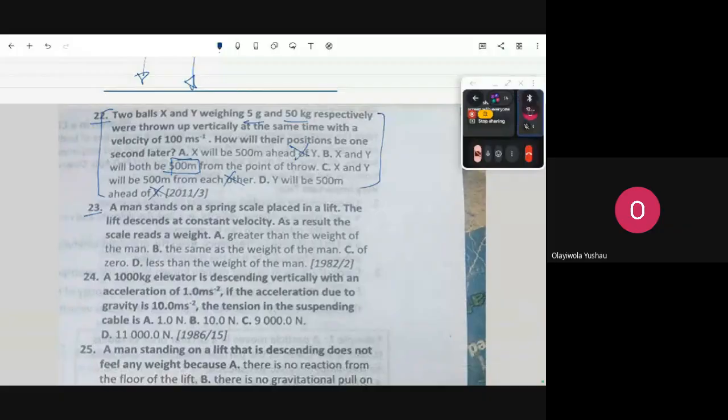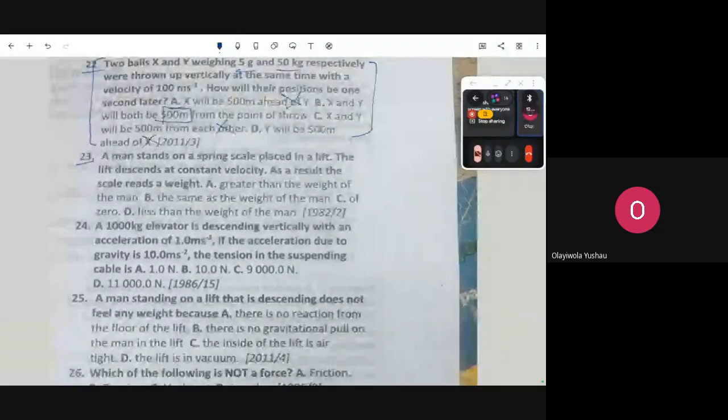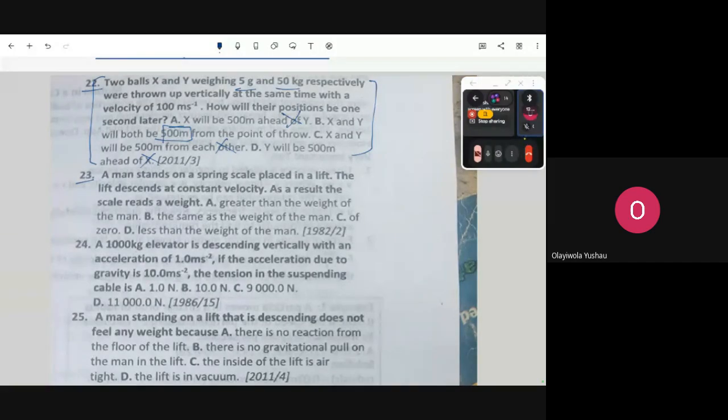Good. Now this one is: a man stands on a spring scale placed in a lift. The lift descends at constant velocity. As a result, the scale reads a weight: A, greater than the weight of the man; B, same as the weight of the man; C, 0; D, less than the weight of the man. What's the answer?